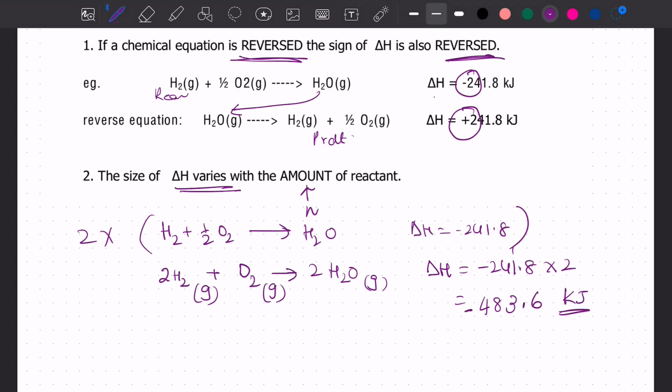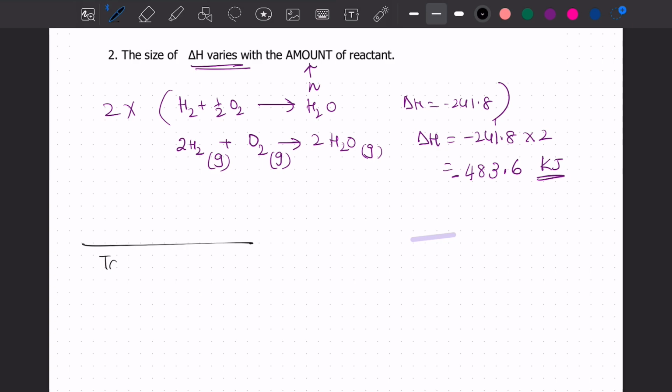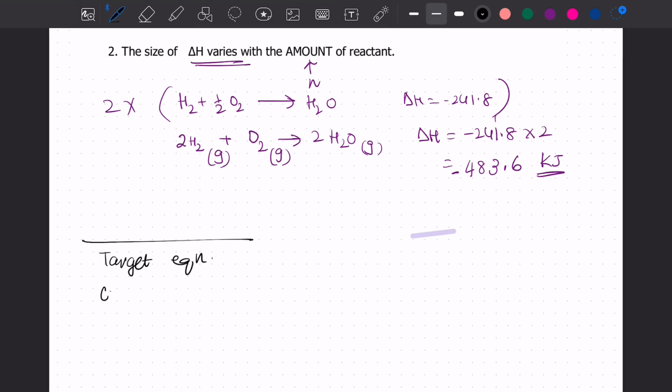So sometimes it looks like the target equation is not given to you, and that's because you are expected to be able to write the target equation on your own. Some examples of that expectation could be if the target equation is a combustion reaction. So you're expected to know that whatever it is that you're combusting, the products are always carbon dioxide plus water, and your teacher is expecting you to balance that equation as your target equation.